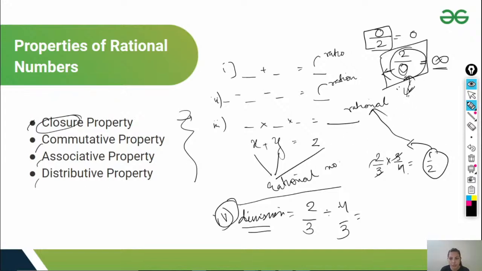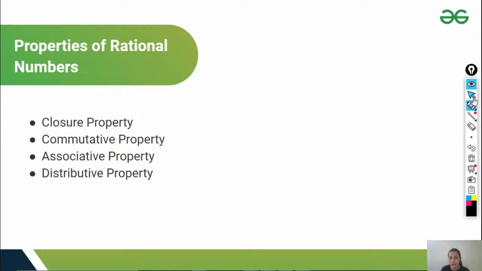Now, I hope you understood the closure property. Let us understand now the commutative property. Now, what is commutative property? We studied in the previous session that a plus b could be written as b plus a. Okay, a into b could be written as b into a, right?